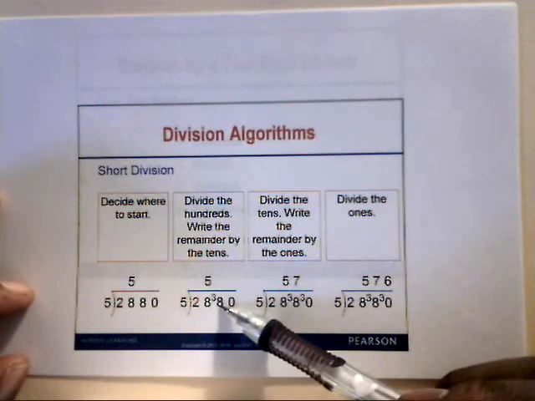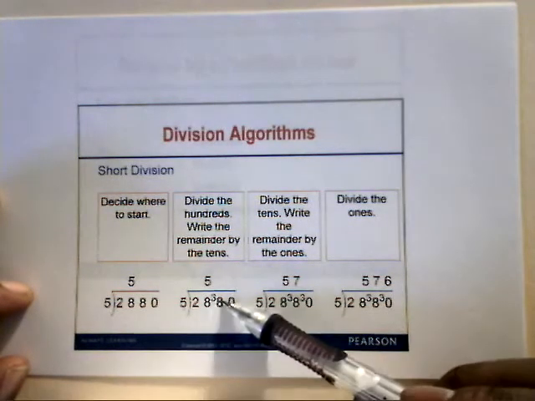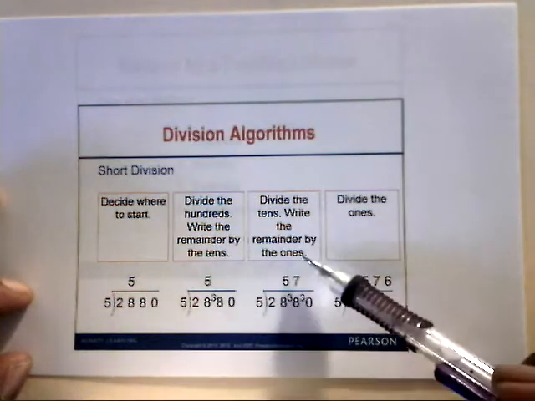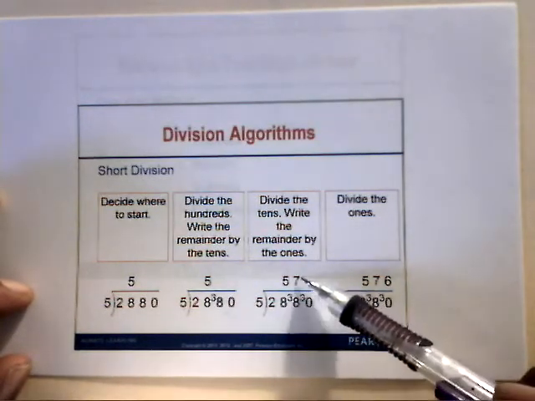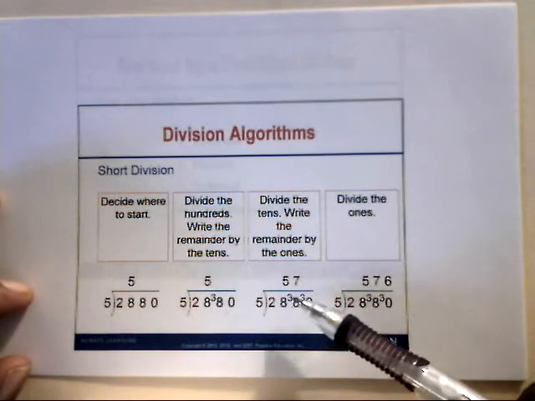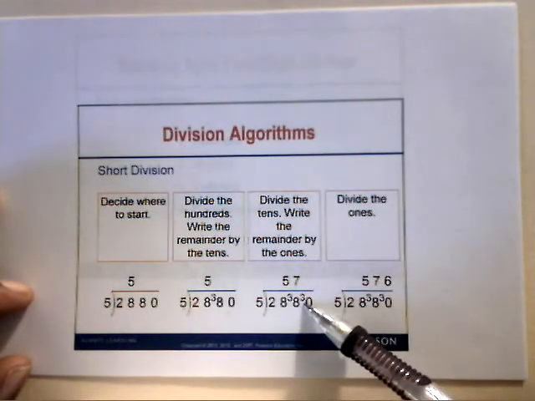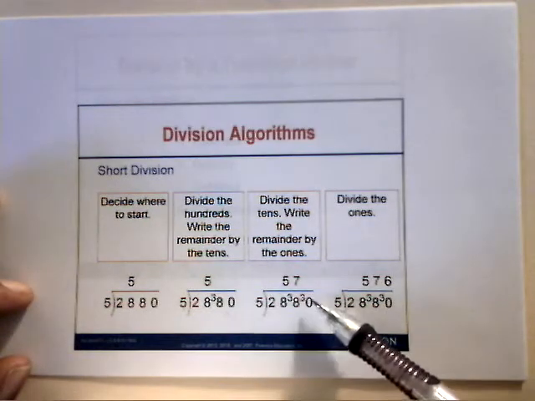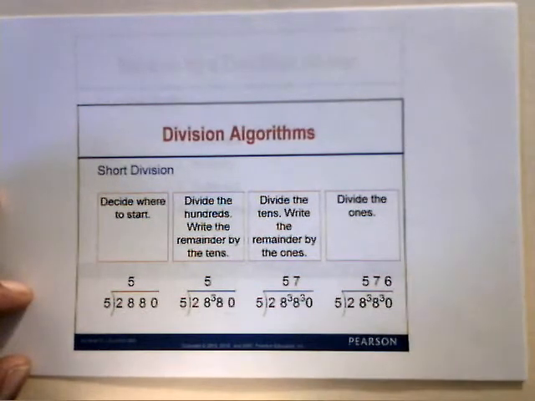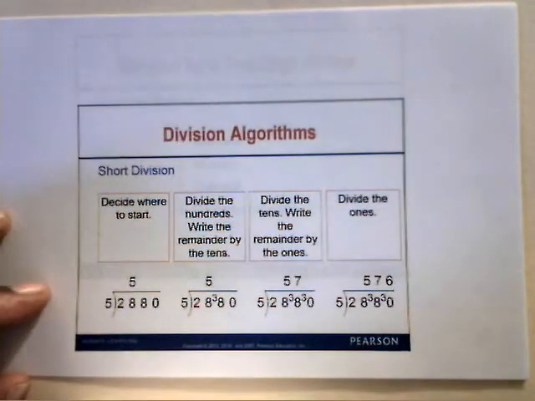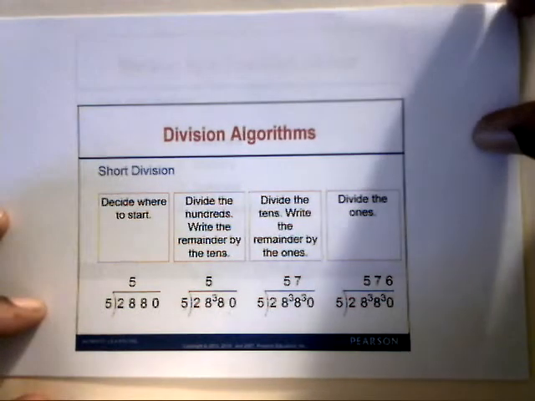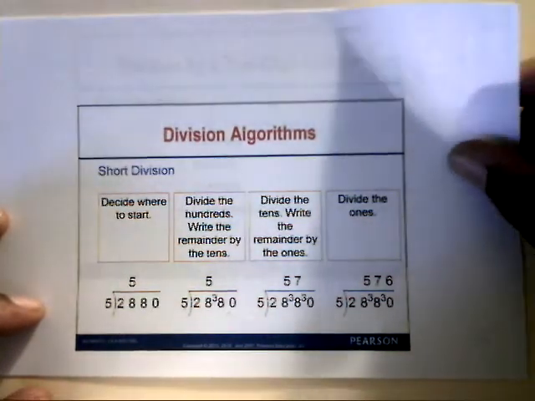And then we divide the tens, write the remainder by the ones. So here, 5 into 38 goes 7 times. Well, 7 times 5 is 35, but 38 minus 35 will give me 3 left over, so that 3 goes here. Now divide 5 into 30, that's going to go 6 times. And 6 times 5 will give me 30, so I won't have anything left over. So 2,880 divided by 5 will be 576 as the quotient.